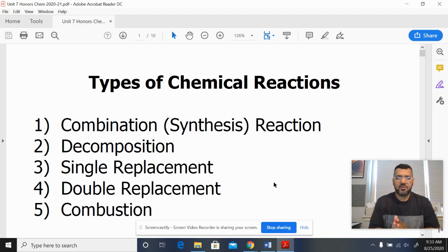Okay, so our next chapter deals with types of reactions, which is the seventh unit. There are so many different kinds of reactions out there, so in this course we're filtering it down to the ones that we feel are the most important, which are combination or synthesis reactions, decomposition, single replacement, double replacement, and combustion. So let's talk about them one at a time and understand how they work.